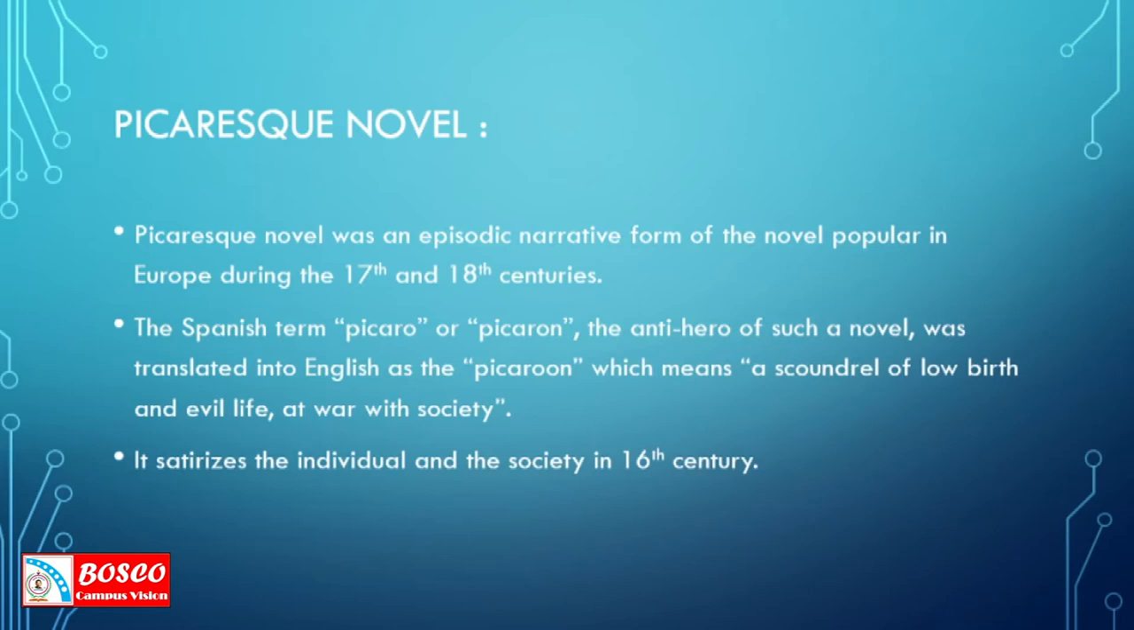That is what this particular literary form means. This person, the anti-hero of the Picaresque novel, that is the picaro, is a scoundrel of low birth, or a rogue, etc. He wanders or drifts from one place to another, or from one social background to another, in his effort to survive. That's why it is called episodic in nature.